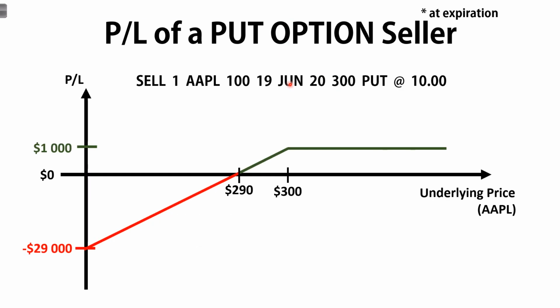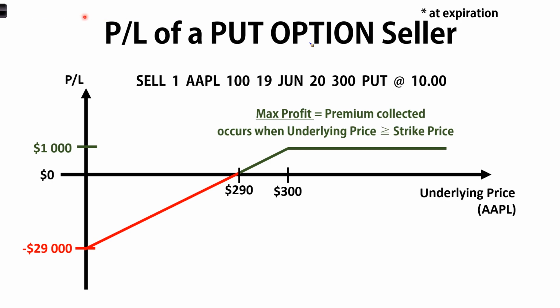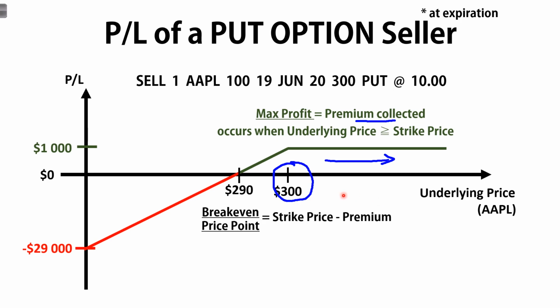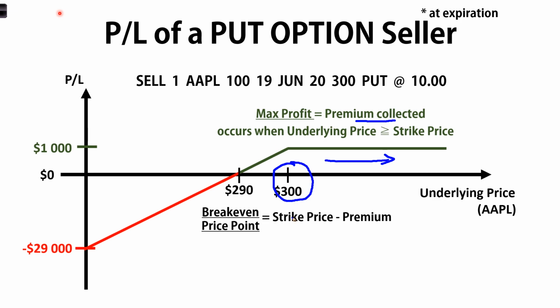So this will then be how the P&L chart of a put option seller looks like. As a put option seller, your max profit is limited to your premium collected. And this is realized when the option expires and the underlying stock price is higher than or equal to the strike price of the sold put option. Likewise, your break-even price point for the underlying stock, Apple, will still be the same at $290. And this is also calculated by taking the strike price of the option and minus off the premium that you have collected. And that gives you $290 per share.